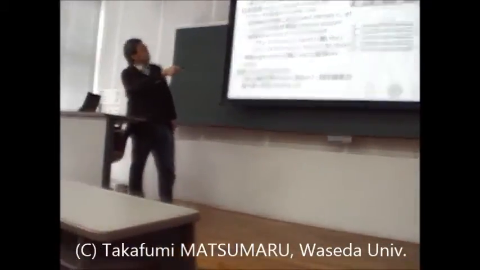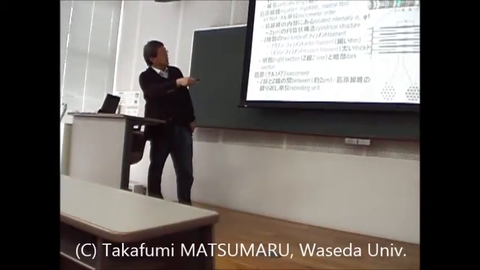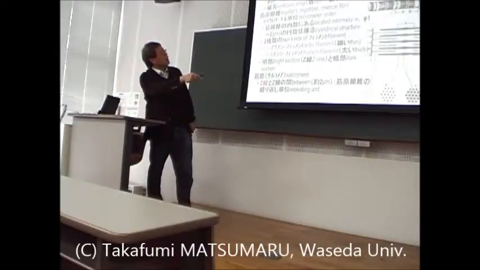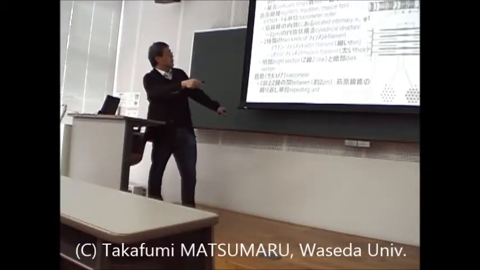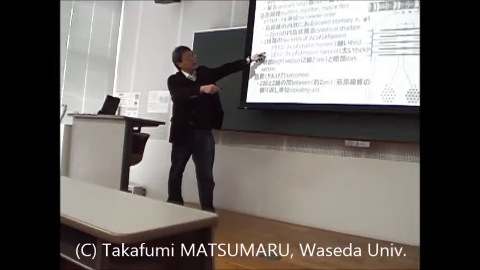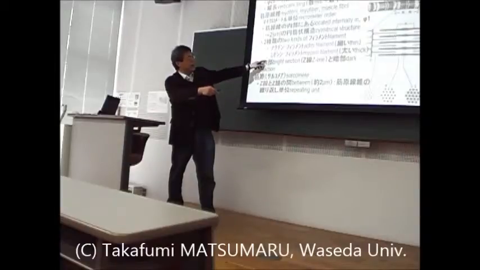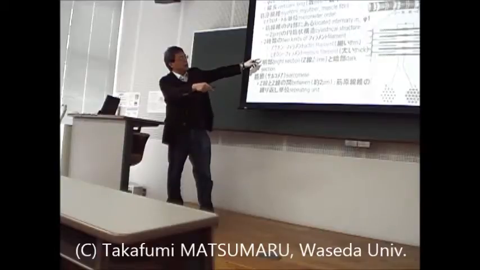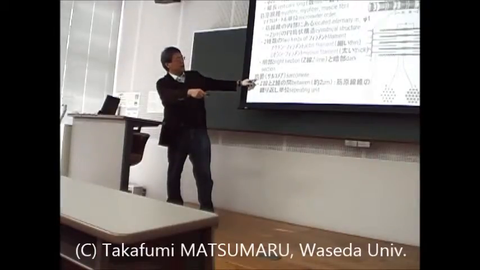The myofiber, the muscle fiber, looks like this. You can see this dark line is called the Z line. The bright section is between the Z lines, and it consists of filaments. The thin filament is called the actin filament, and the thick filament is the myosin filament. The part between Z lines is called the sarcomere.